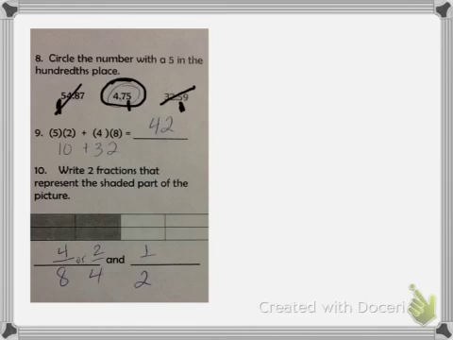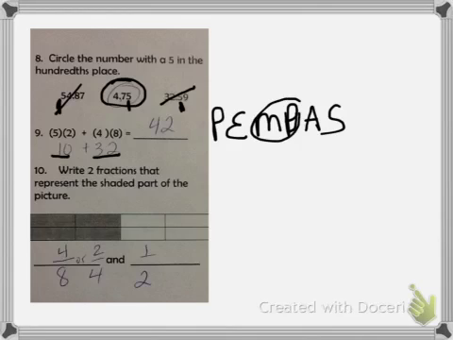Number 9. When I have two numbers next to each other with parentheses, it means multiplication. So 5 times 2 is 10, and 4 times 8 is 32. We have to do the multiplication before addition, because in PEMDAS, the multiplying and dividing happens before the adding and subtracting. So our last step is the addition. 10 plus 32 is 42.